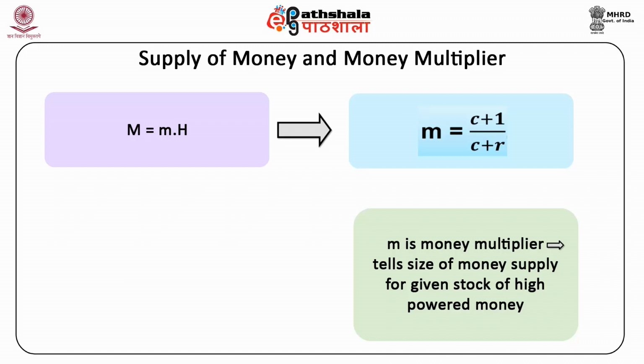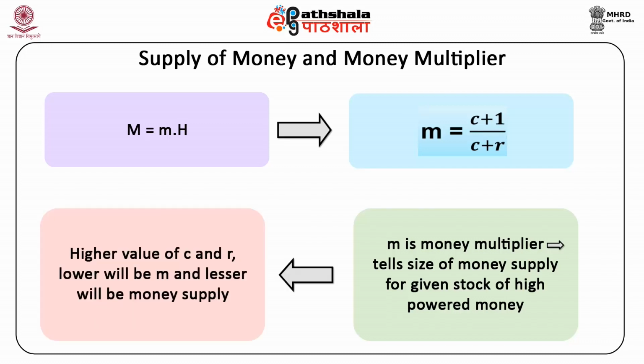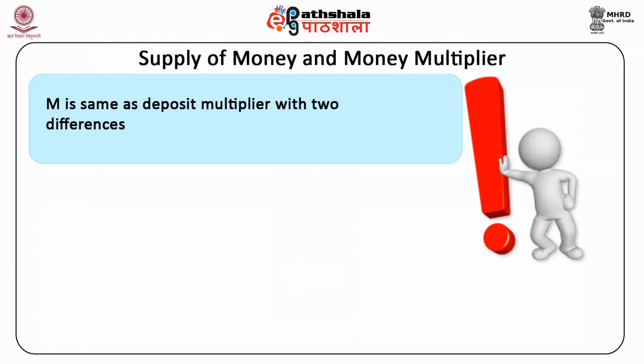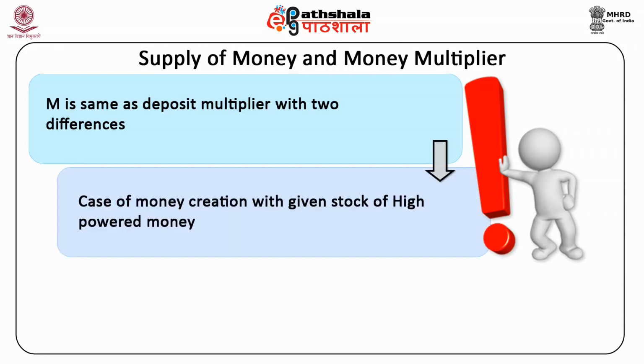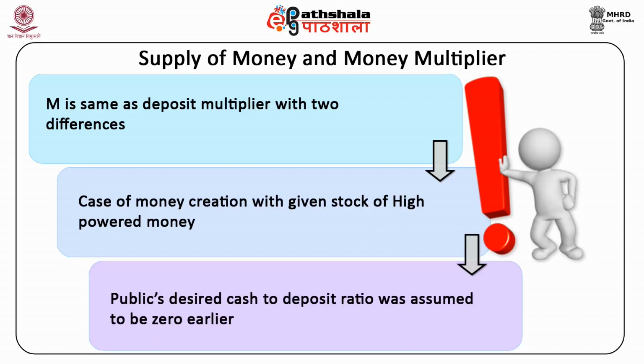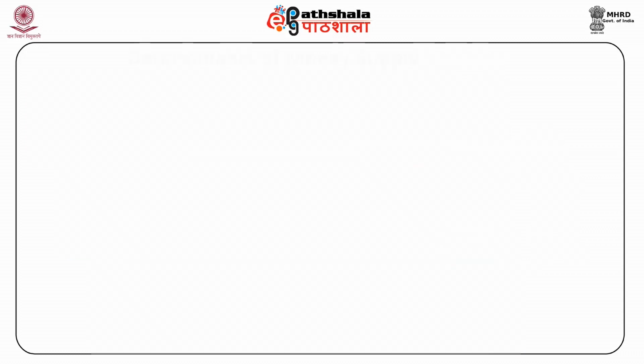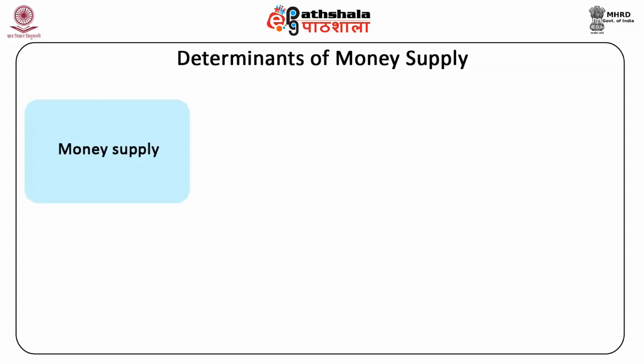It can be generalized from this expression that the higher the values of c and r, the lower will be the size of the money multiplier and the lesser will be the resulting money supply. This is the same as the deposit multiplier explained earlier, with two differences. Instead of deposit creation with the initial deposit, this is the case of money creation with the given stock of high-powered money. Public's desired cash to deposit ratio was assumed to be 0 earlier. Let us analyze the determinants of money supply.